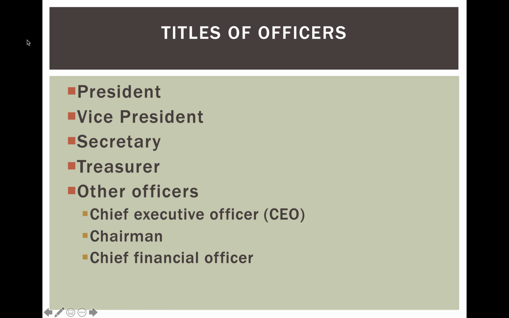The main categories, the titles that we hear, are president, vice president, secretary, treasurer. Sometimes we hear chair, vice chair, chief executive officer, chief financial officer, chief operations officer. There was chief information officer, I think was the one I heard recently that was very interesting to me. Chief marketing officer. It depends on the nature of the business as to what the title may be.